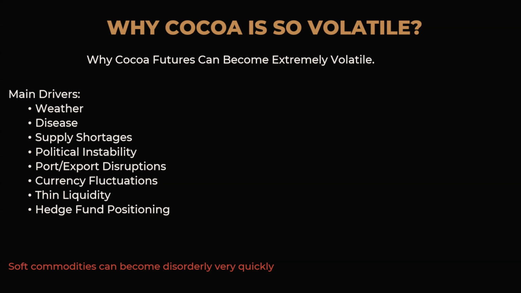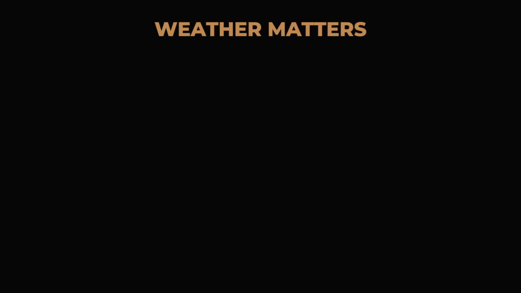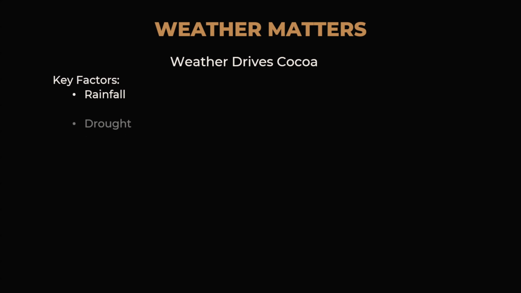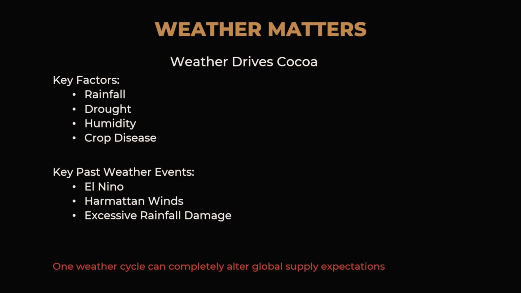This is where cocoa starts to become very different from financial markets, because unlike stocks, bonds, or indexes, cocoa is a biological market. Rainfall matters, humidity matters, disease matters, wind patterns matter, and one bad growing season can completely reshape the entire global supply outlook. As the slide shows, one weather cycle can completely alter global supply expectations.